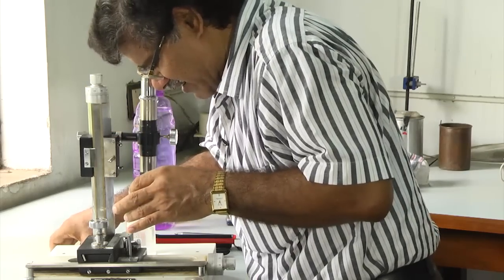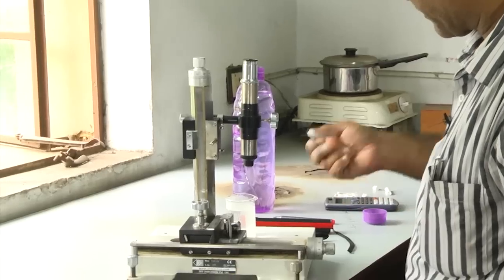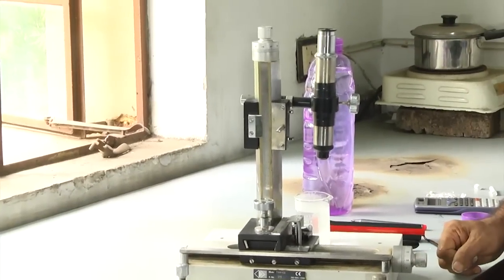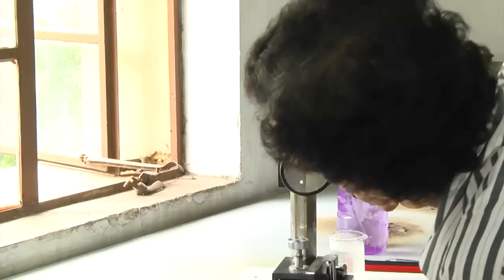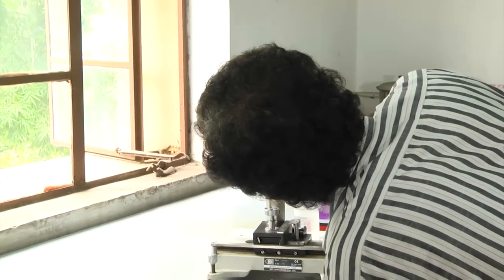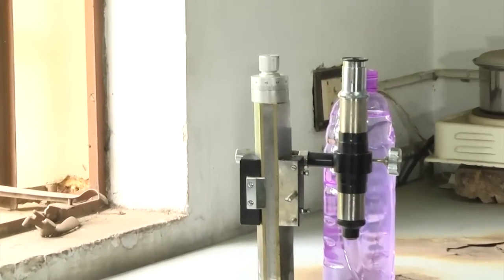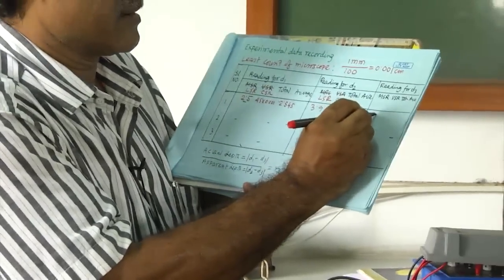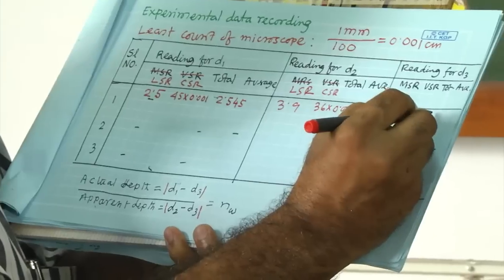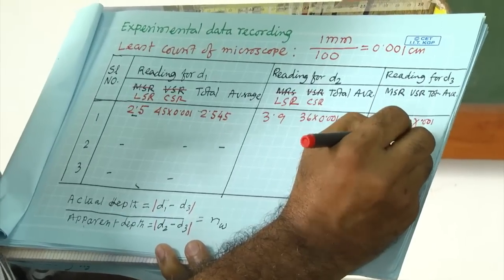Yeah, because it's white, and the water has become not clear, so I think I have put in more dust, but more or less I could focus at this point. So this reading is 8, and this one is 40. 8 centimeters and 40 into 0.001. So it will be 8.040, okay.